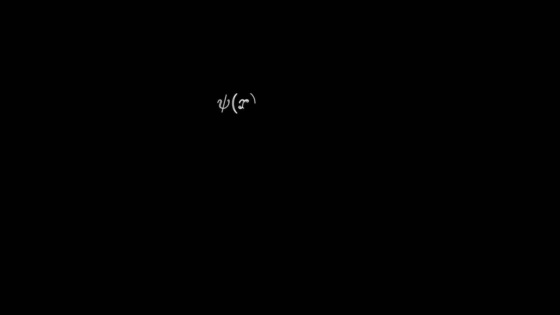As an example exercise, consider the following Gaussian wave function. What does the normalization constant capital A have to be for the wave function to be properly normalized? You can use an integration table for the Gaussian integral if necessary. Pause the video and compute the answer.